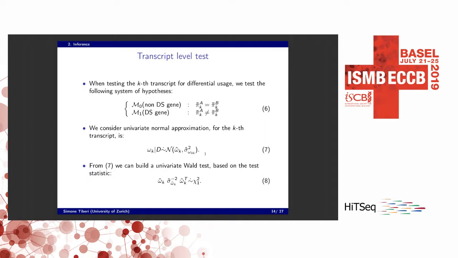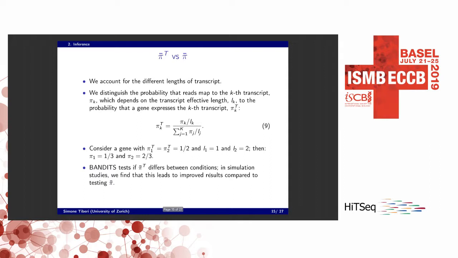But we also provide a test at the transcript level, and we do it exactly in the same way, but obviously now you look at individual transcripts, and so you have individual proportions, a univariate normal approximation, and a univariate Wald test. Now, something that we introduced that surprisingly, at least I'm not aware that it's out in the literature, is an offset that accounts for the different lengths of transcripts. So basically, we distinguish the probability that reads map to a transcript, which is what's normally modeled and which of course depends on the length of the transcript, from the probability that a gene expresses a transcript.